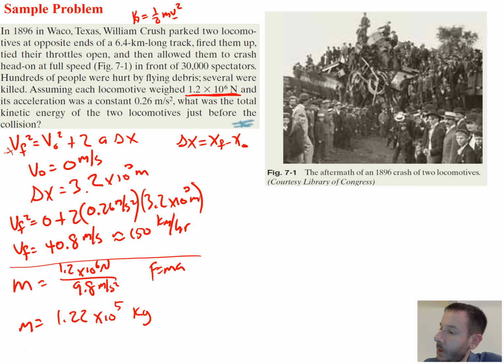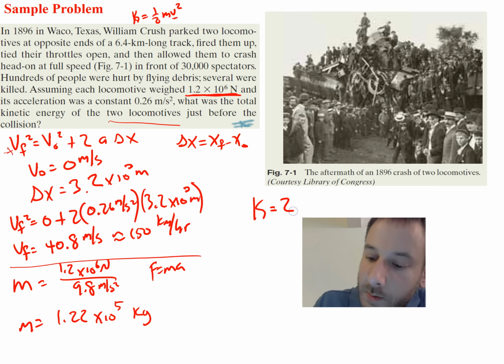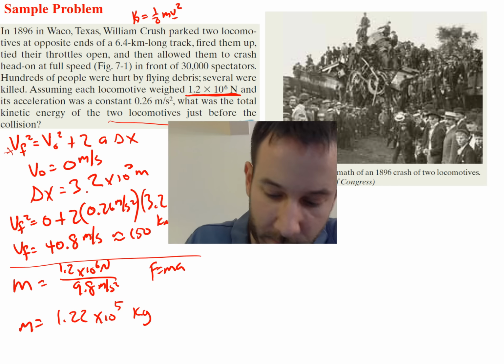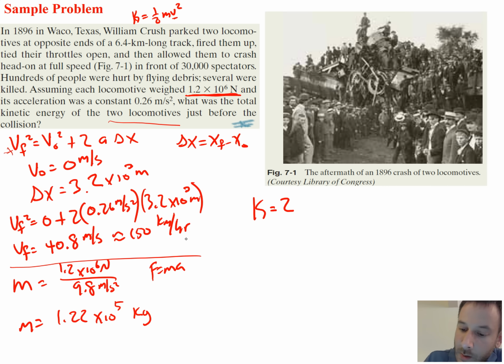Okay, well, now I can just solve for what the kinetic energy is. So kinetic energy, again, of both locomotives, right? So both locomotives means we need to multiply the energy by 2. Okay, so we have 2 times 1/2 mv squared.